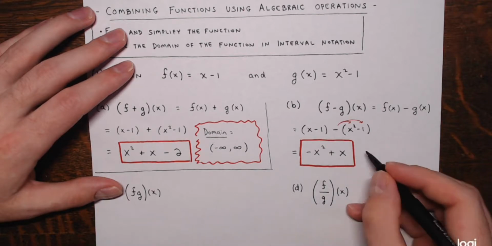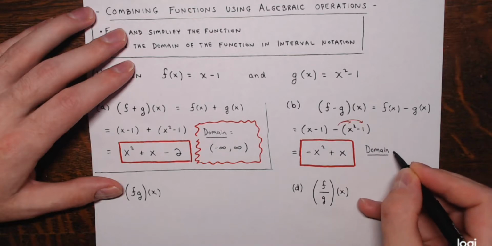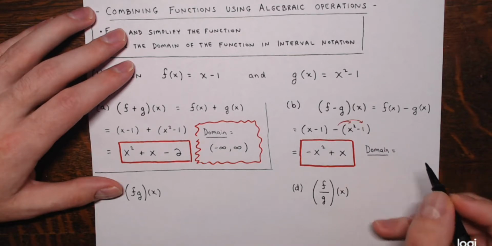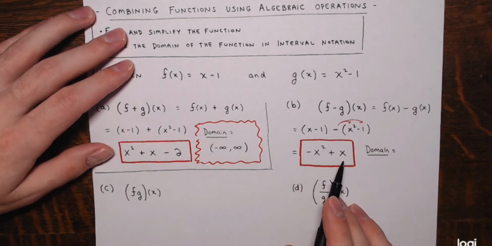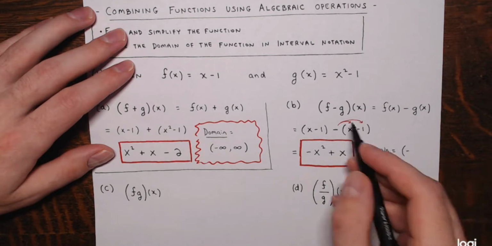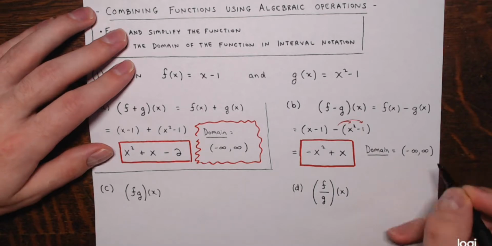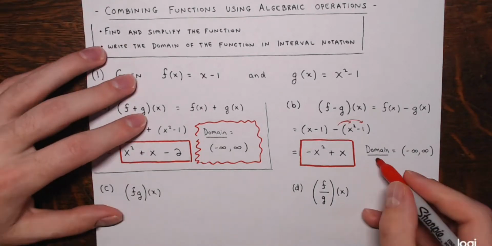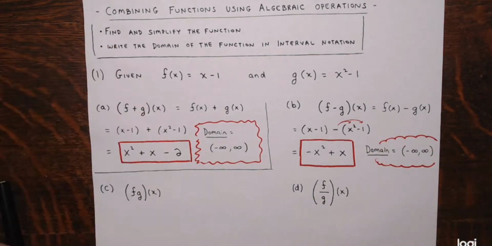And once again, the domain is very simple. It's all real numbers. Nowhere throughout this entire problem was there a denominator that could possibly be 0. There were no even roots, no logarithms. So once again, the domain of this new function called f minus g is all real numbers, from negative infinity to infinity on the real number line. You can plug in anything you want for x and get a real number output. Wonderful.